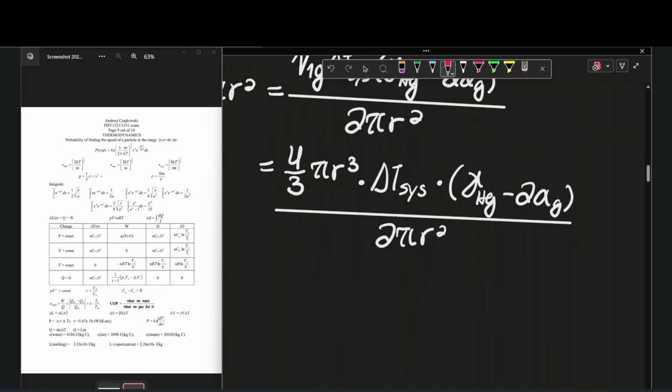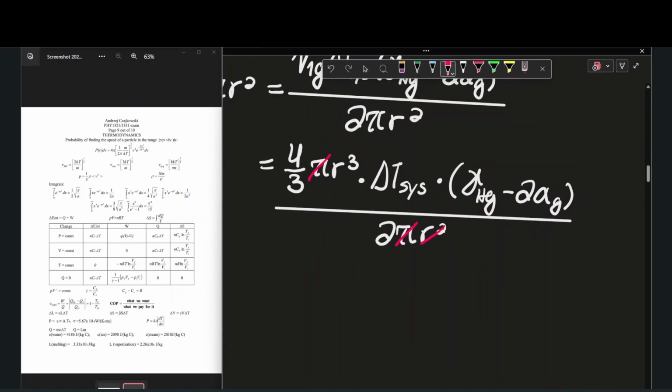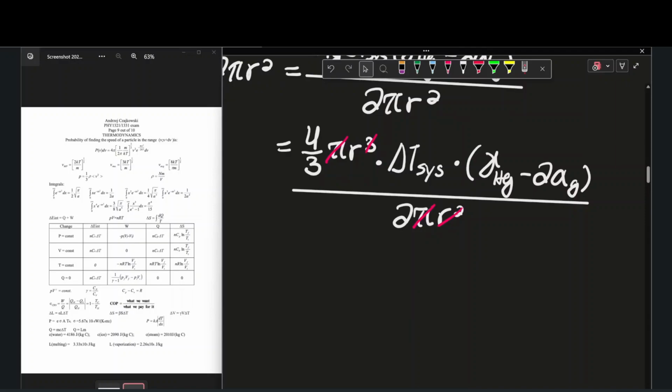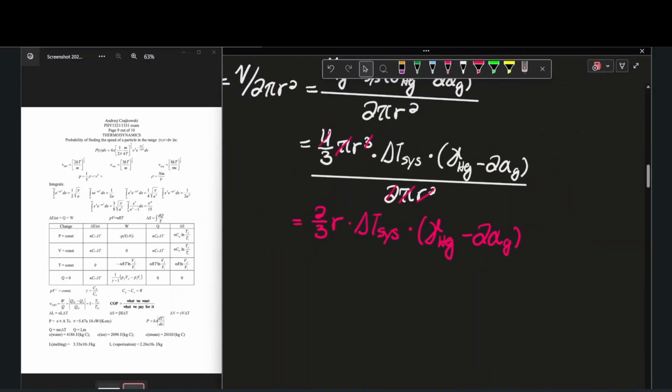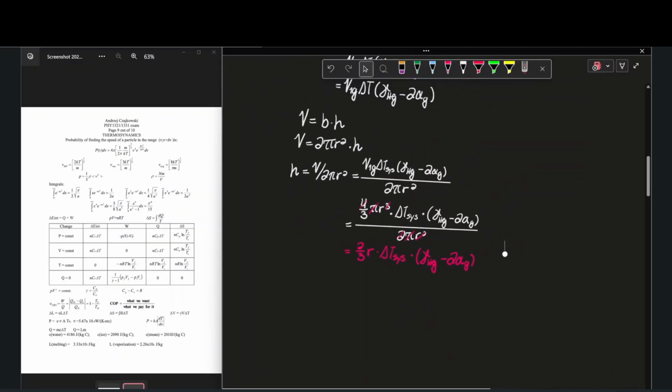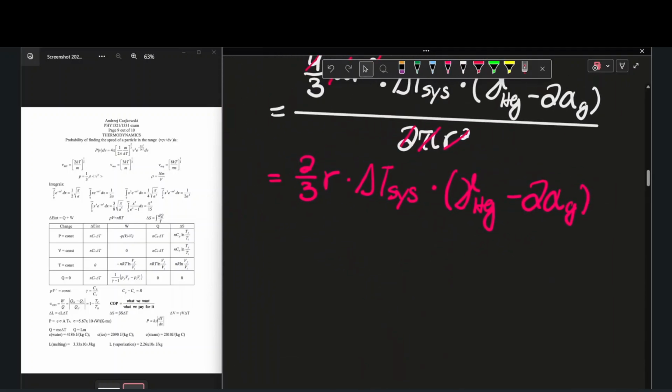And of course, from here, the pi's cancel out, this r cancels out, and one of these 2's cancel out. So our final equation becomes 2 over 3 r times the temperature of the system times gamma Hg minus 2 alpha of glass. Cool. But of course, you could have plugged in any numbers at any point during the solving stage, but it's good to have a final simple equation.